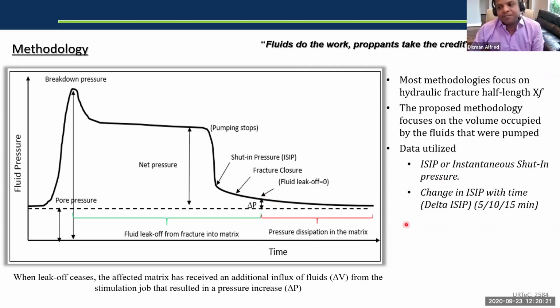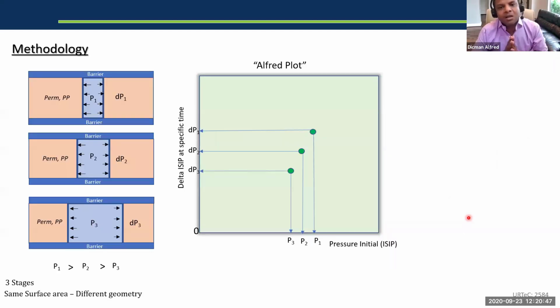And we're going to do that by two measurements. Standard things that you already see in your daily work in your company: your ISIP, and your change in ISIP with time, whether it could be 5 minutes or 10 minutes or 15 minutes. And I will have a comment on which one to use. The more the better, obviously, but most people will have 5-minute data, and that's the data we're going to use. And I'm going to explain to you how it's going to look.